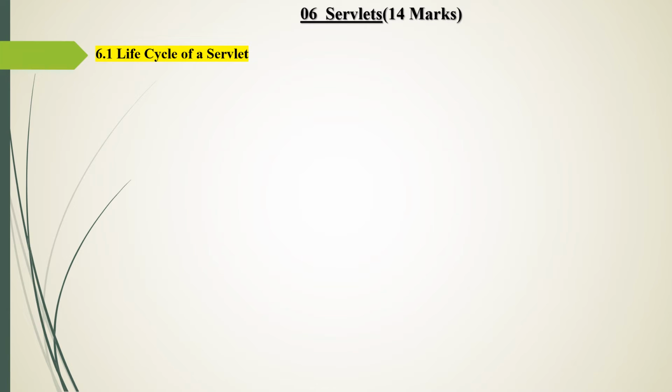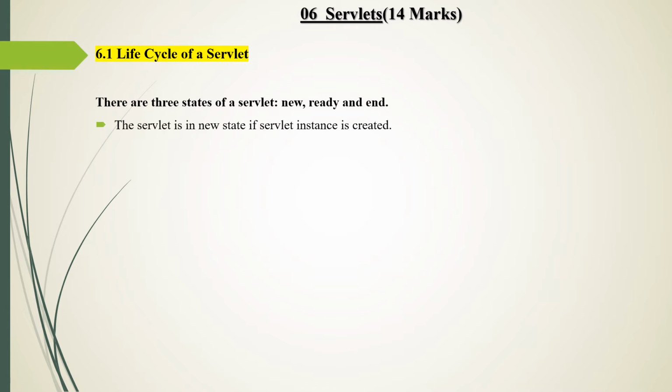Next, we see the life cycle of servlet. There are three stages of the servlet life cycle: new, ready, and end. The servlet is in the new state when the servlet instance is created, meaning when the object of the servlet is created, at that time it is in the new state. After invoking the init method, the first method in the picture, that is the init method, when it is invoked, the servlet comes into the ready state.